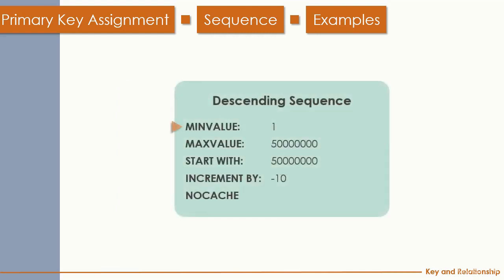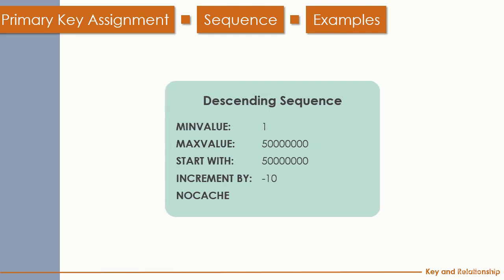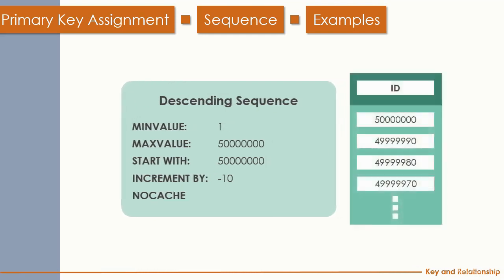Let's take a look at a descending sequence. Same as the min value and the max value. We start from the max this time, and the increment by is a negative value. Then we will start from the highest value and go down. And there's no cache, so when you insert the record into your table, you will get the ID pattern like this.